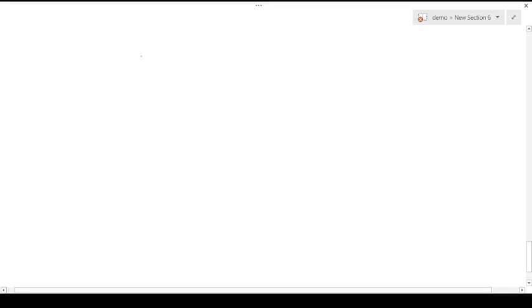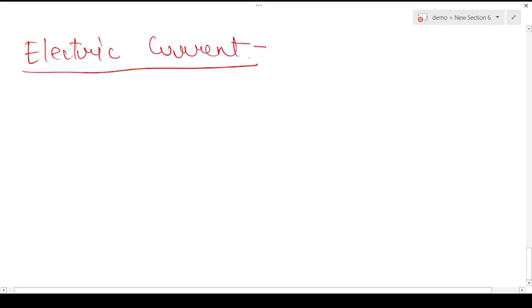Hello students, today we will see the electric current. Okay, so now we know what is a charge. And then we are moving to study electric current. So electric current, it is the physical quantity that is related to charges.